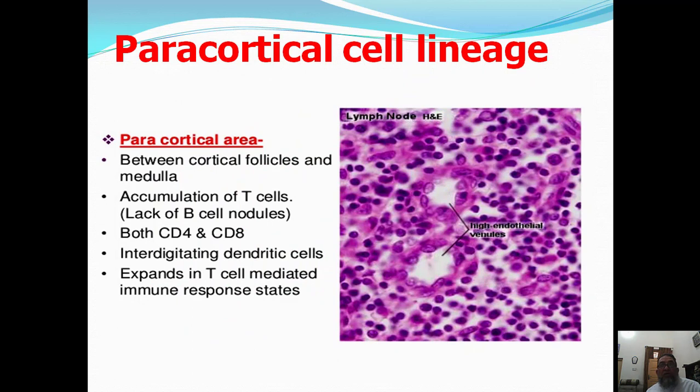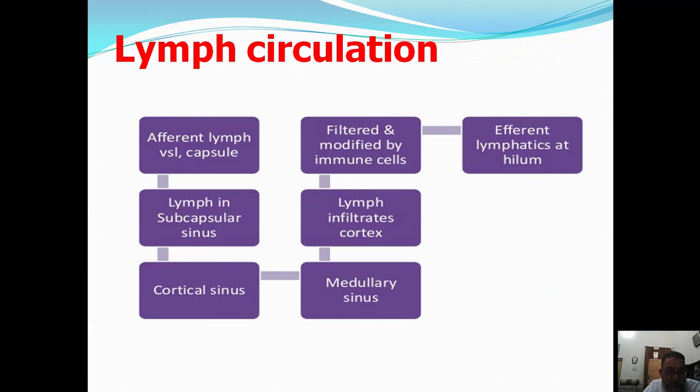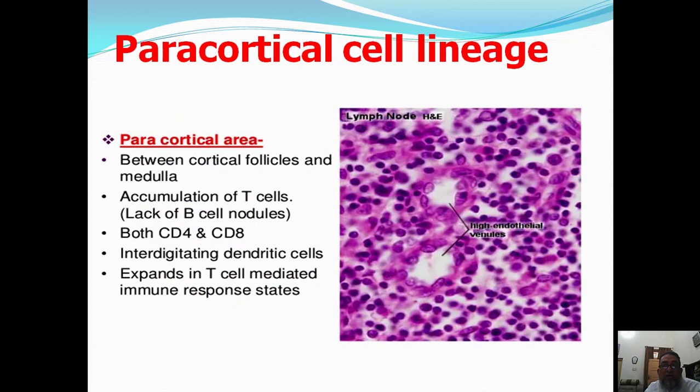Now, what is the paracortical cell lineage? Paracortical means the area between the medulla and the cortex. The area between the medulla and the cortex is called the paracortical area. उसमें सेल कौन कौन से होंगे? Between the cortical follicles and the medulla, there is an accumulation of T cells and a lack of B cell nodules.